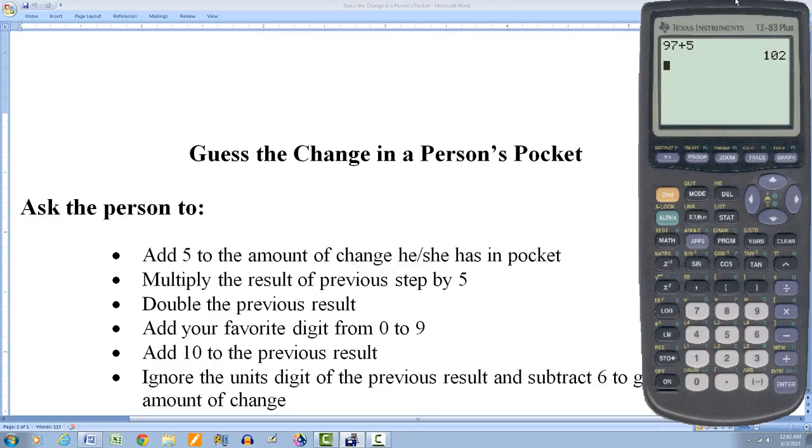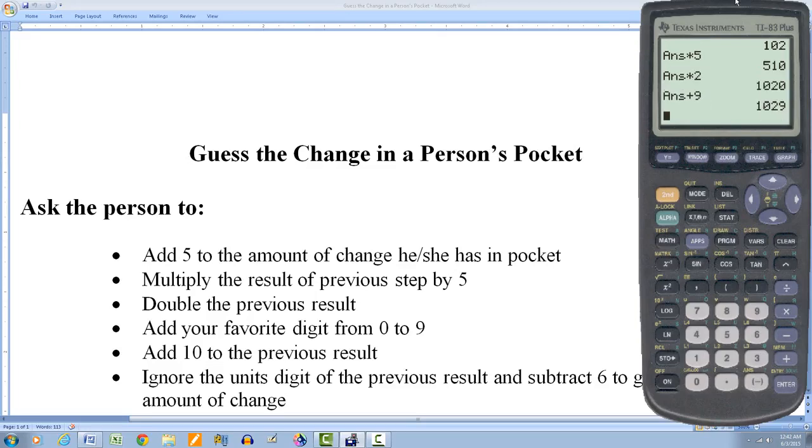And then the next step is to multiply. This is what you'll be doing, right? Multiply the result of the previous step by 5. So I'll hit the times here, 5. And we'll get 510. And then it says double the previous result. So multiply that by 2. So 510 times 2 is 1020. And then you add your favorite digit to this amount, 0 to 9. So I'm just going to say 9. So I'm going to add 9 to that.